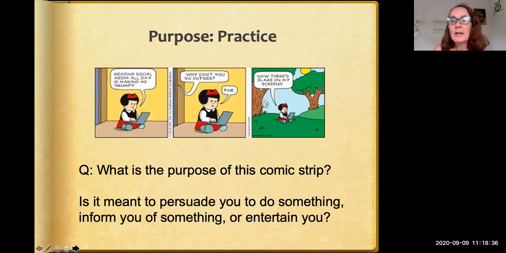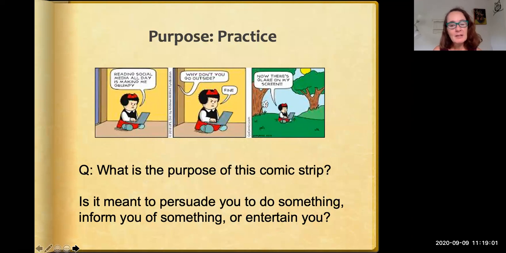So let's practice another purpose here. Here's a comic book, and there's three frames. Reading social media all day is making me grumpy. Why don't you go outside? Fine. Now there's glare on my screen. So what's the purpose of this comic book? Is it meant to persuade you to do something, inform you of something, or entertain you?